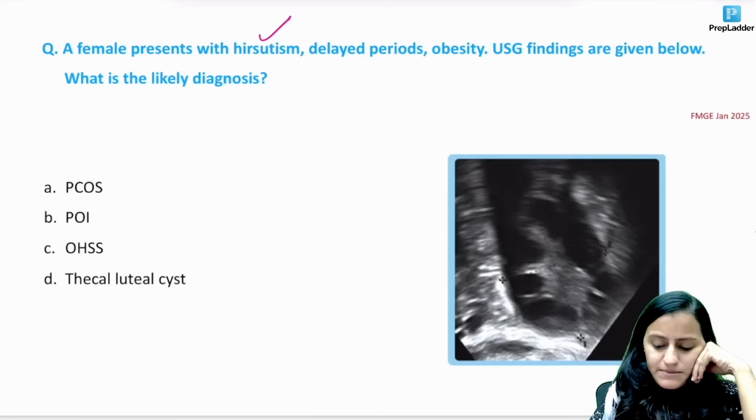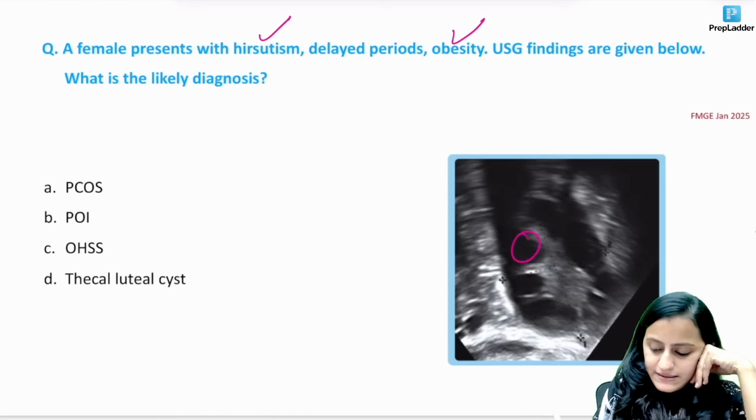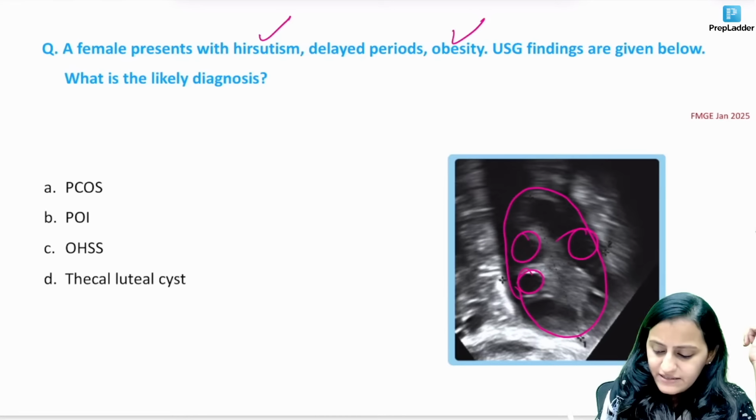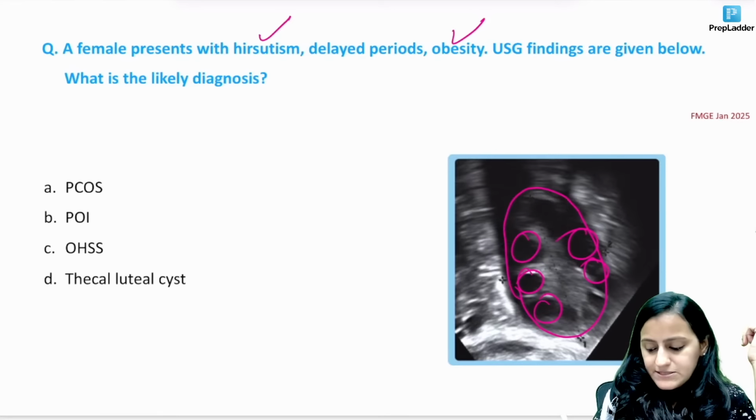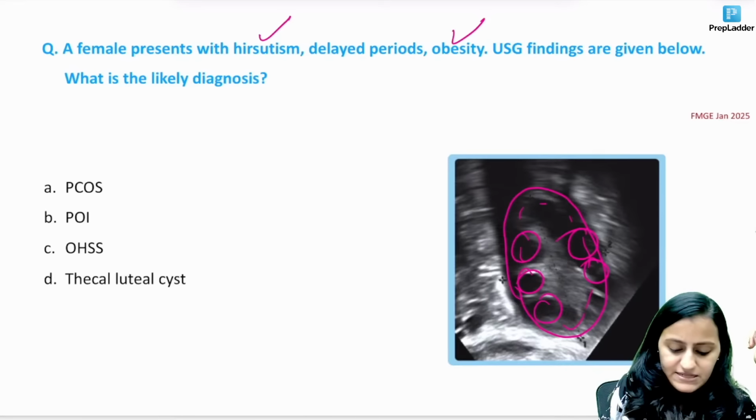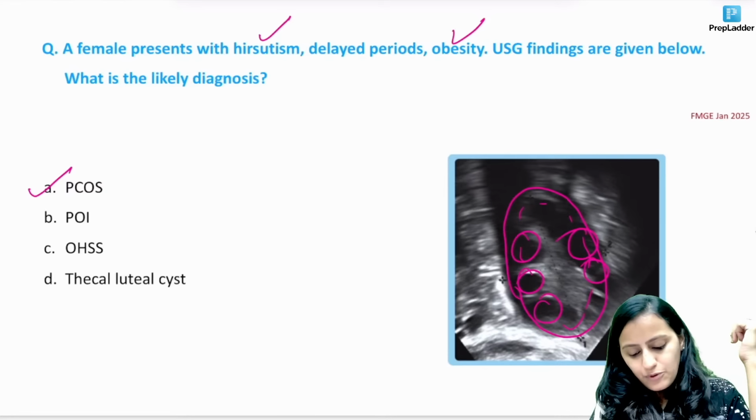Important clue: hirsutism, obesity. This is a TVS image of the ovary, and these are the follicles in the periphery. So these are the follicles in the periphery. This is going to be PCOS.